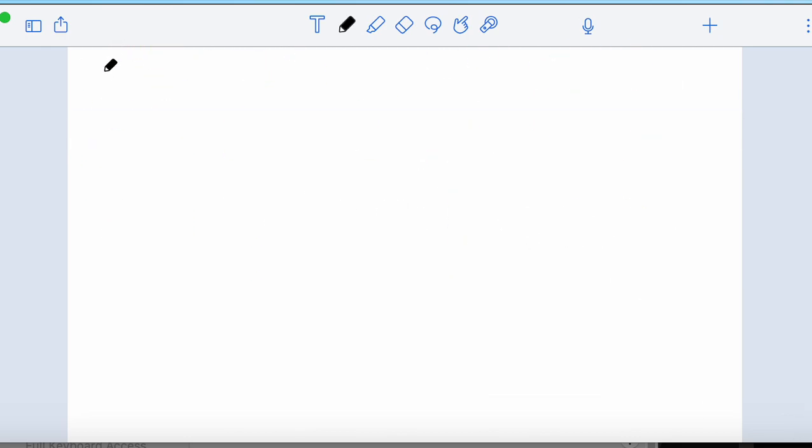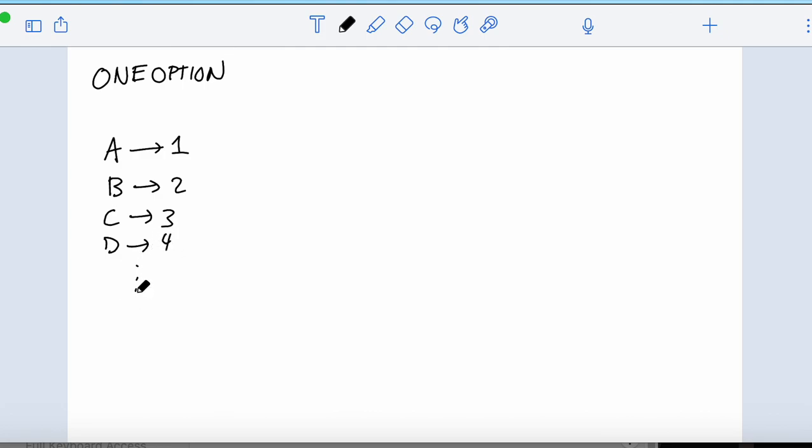There's one option. One option is you set A to be 1, B to be 2, C to be 3, D to be 4, Z to be 26. And then you just input the number 1 to 26. So you say like it goes in as the number A, whatever letter it is, Q I guess is some number.